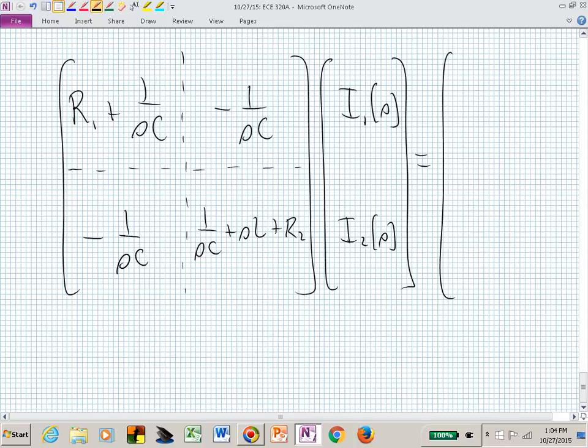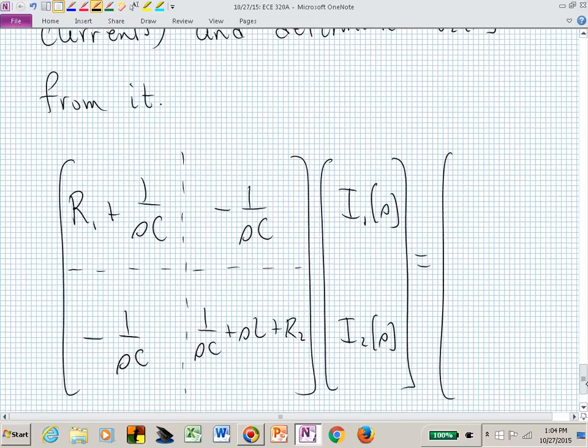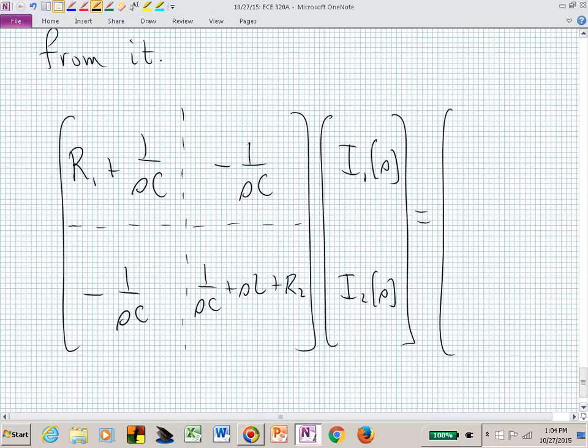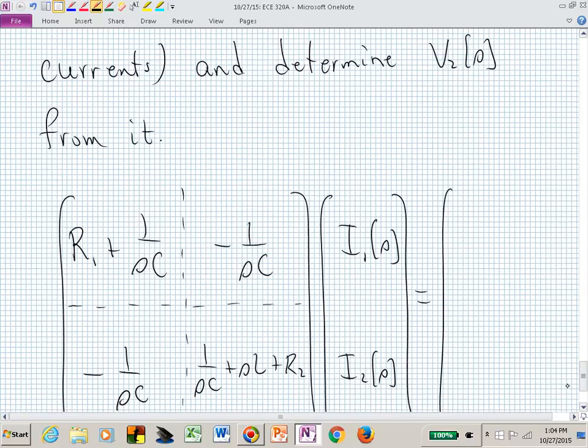There's my impedance matrix. There's my 2 by 2 matrix. It's written in terms of S's. And your calculator can invert that symbolically if we're now solving for I1 and I2. What goes on the right-hand side? These are all of our sources.